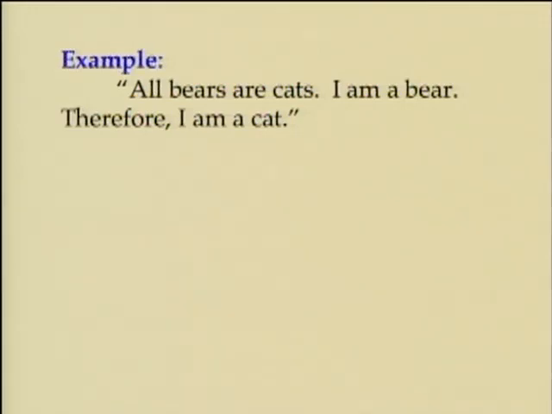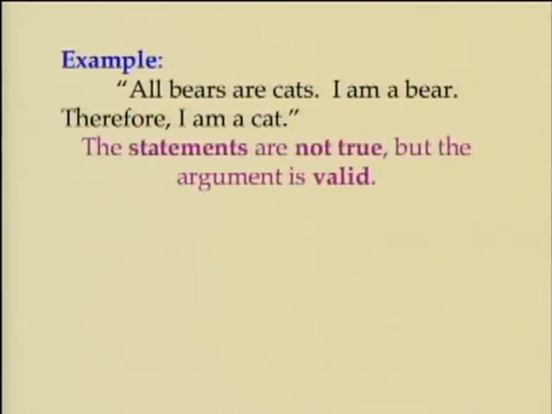Now this is a nonsense argument, but it's a good one. If we're to say all bears are cats, and then I say I am a bear, therefore I'm a cat. Well, those are nonsense statements. They're not true, none of them. However, if you take the first two statements as fact, the last statement, the conclusion, therefore I am a cat, has to follow from those two. So we call that a valid argument.